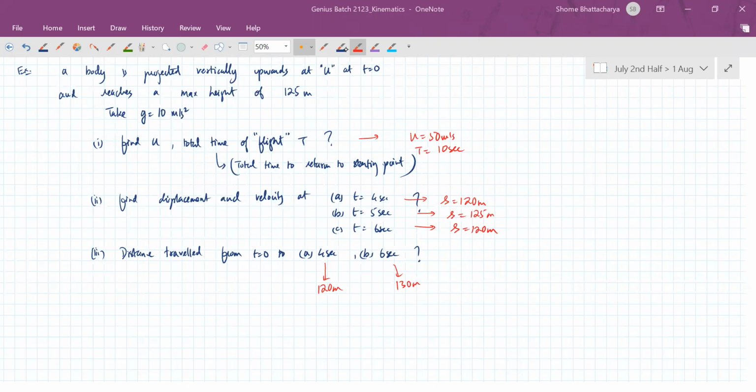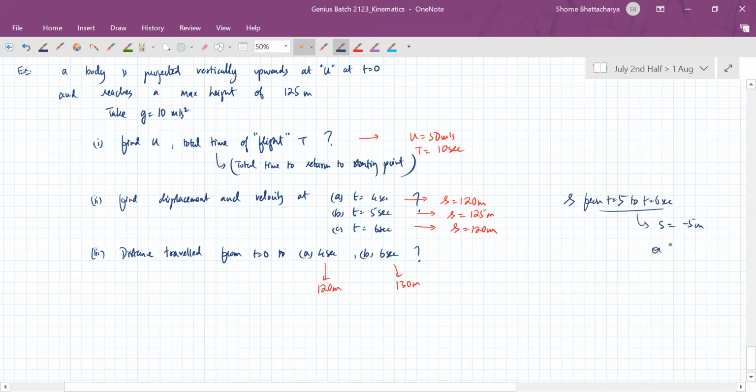Okay. Whereas if I ask you something more specific, like find the displacement from t equal to 5 to 6 seconds, then the proper way to answer this would be that the displacement is actually minus 5 meters, or I could say that the magnitude of the displacement is 5 meters, but the direction is downwards. Okay, but here, displacement at this time, so when we say at this time, it always means from t equal to 0, from the starting to that time. Yes, sir. Yeah, this point is clear, I hope.